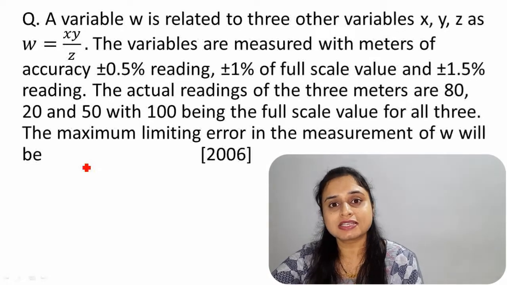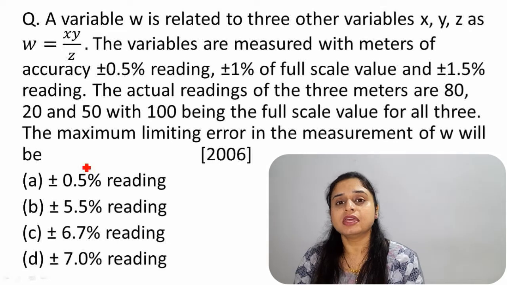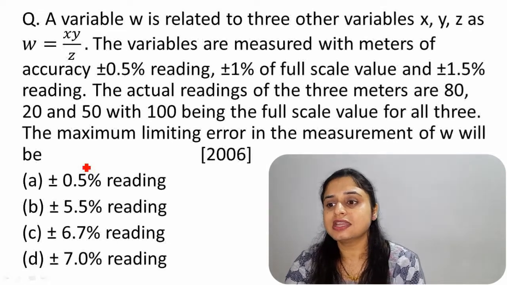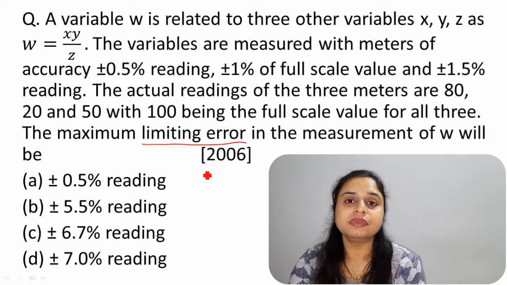This question was asked in GATE 2006, and here are the options. In this numerical, what is being asked? That is nothing but the limiting error. So, how will you find the limiting error?